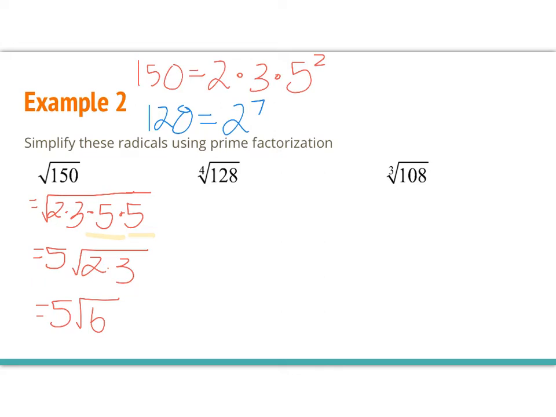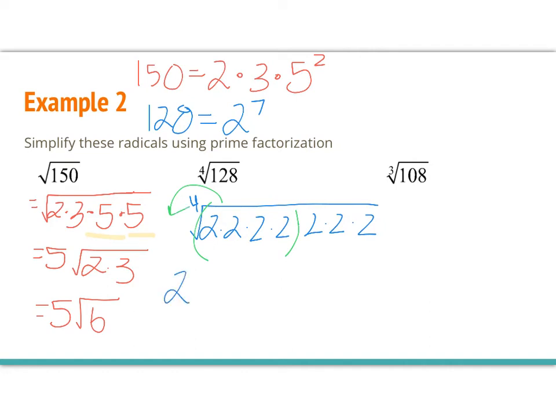So 128 is 2 to the power of 7. Therefore, what we're going to write is the fourth root of, and I'm going to write them all out, 2 times 2 times 2 times 2 times 2 times 2 times 2. Now, what we could do is the fourth root, we need 4 of these to multiply together. So if I have 4 of them, we can take them out. All right. So if I have 4 2's multiplied together, when it comes out of the fourth root, it becomes a 2. What's left is 2 times 2 times 2.